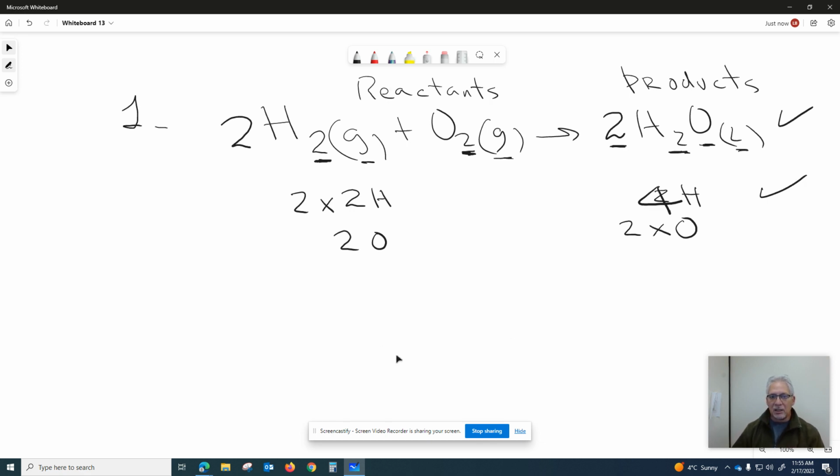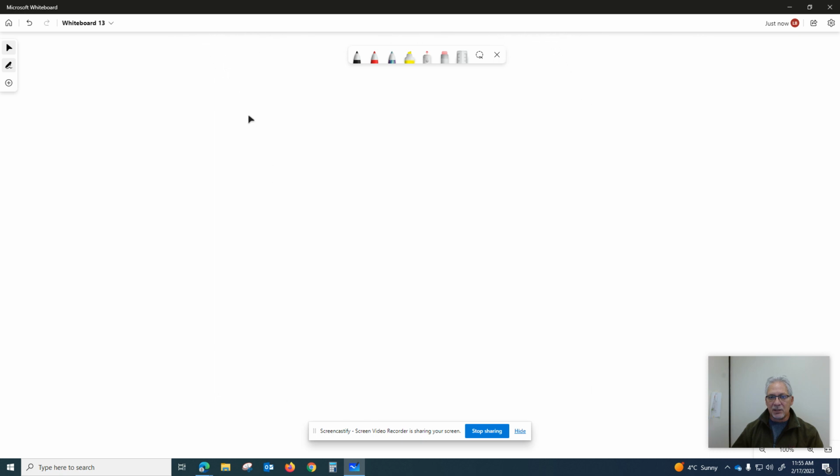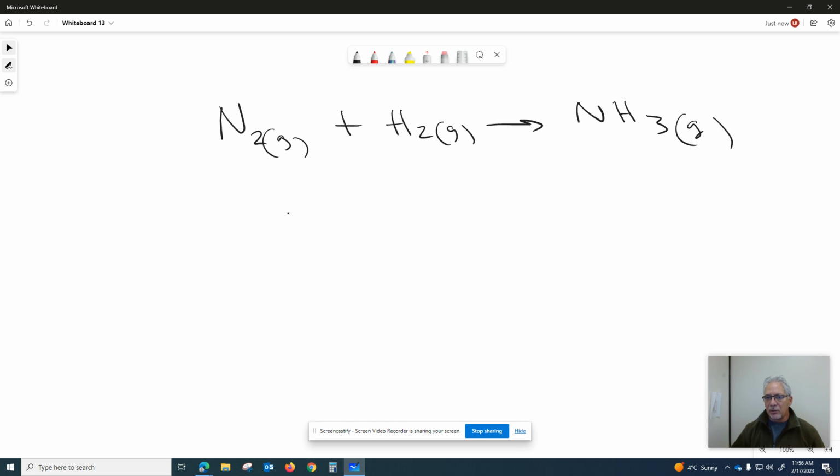Let's try another example of balancing a chemical equation. For instance, nitrogen gas combined with hydrogen gas to form ammonia. That's another important equation in chemistry because this is one of the equations used to produce fertilizers.